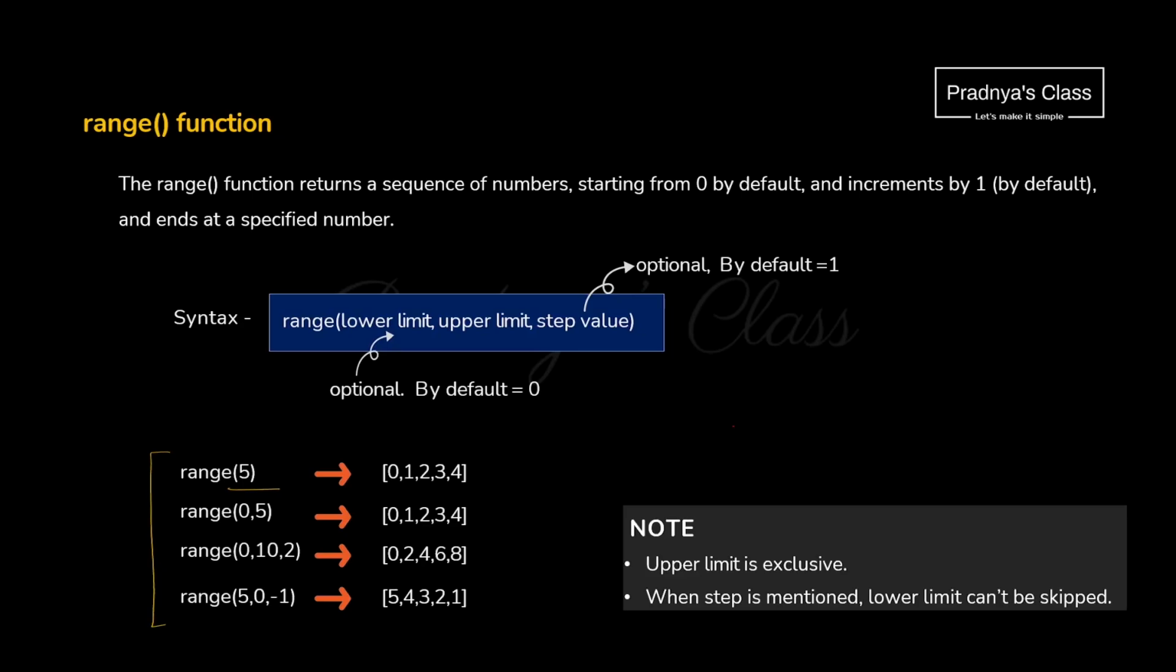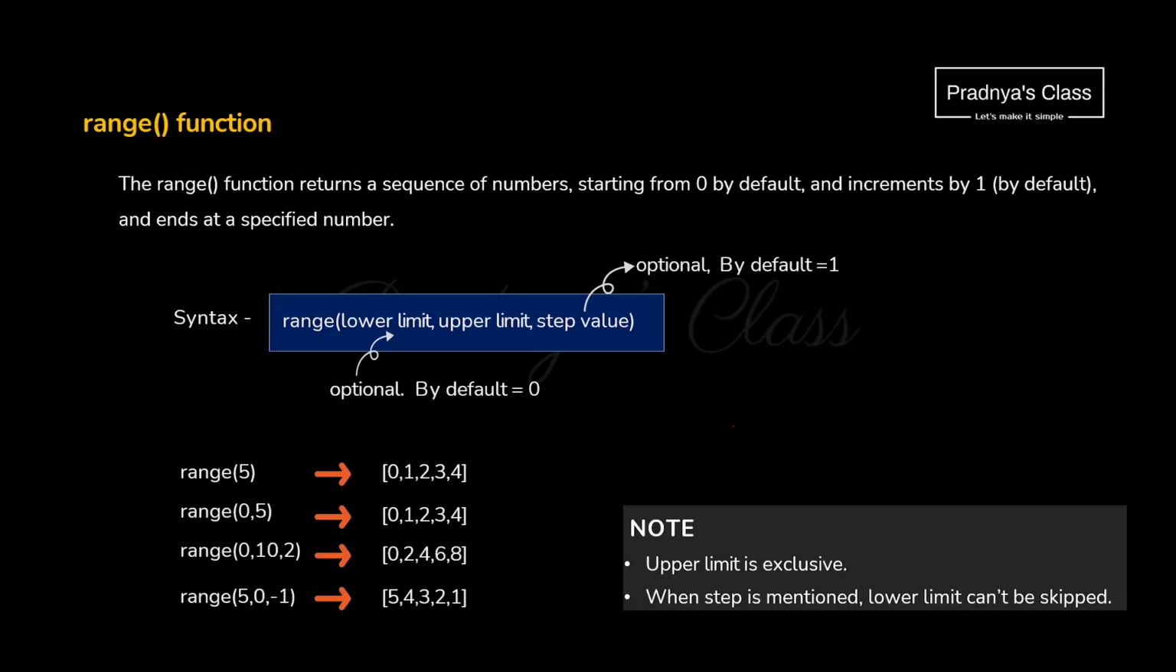Range of 5. Only one parameter is mentioned. It means it's an end limit. Starting will be 0 because it is not mentioned. It means the numbers will generate from 0 to 4 because the end limit is exclusive. Look at the output. Range of 5 means exactly 0 to 4.